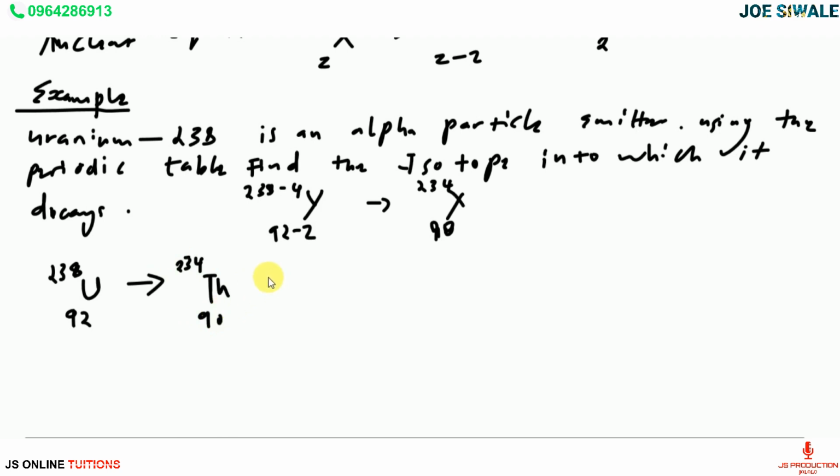Then plus our helium atom. So this is how the alpha particle decay is going to look, and we have actually said that the isotope into which it's going to decay is thorium. So we can actually write down thorium 234.